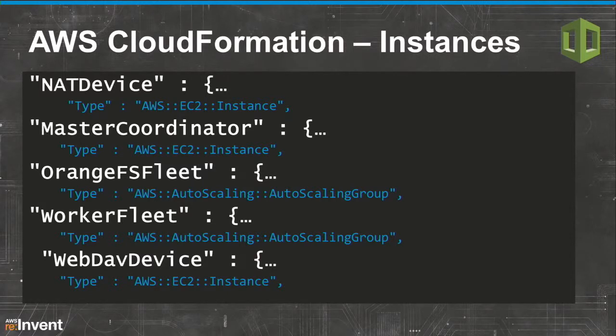So there's a NAT device. The master coordinator is what we call the scheduler. There's the OrangeFS fleet, and if you notice, it's a little different. It's an auto-scaling group, so it auto-scales to the number of nodes you need, and that's configured within the template. The worker fleet is the same thing, an auto-scaling group. And then the WebDAV is just an instance sitting out there. And if you notice, the NAT, the master, and the WebDAV will have the EIP that I mentioned earlier, so it's accessible from the internet, or however you want to set up your network.